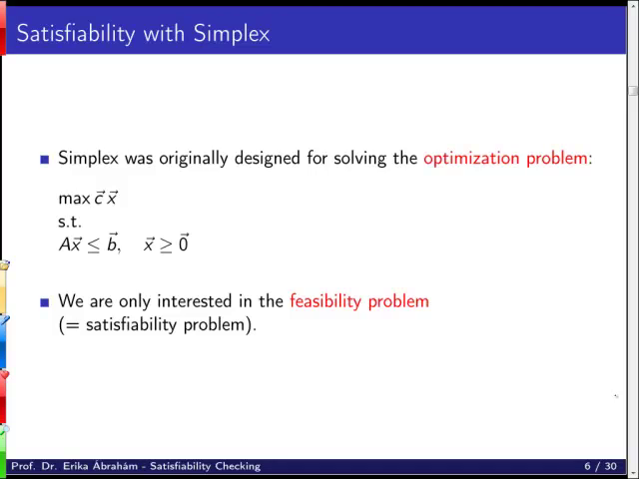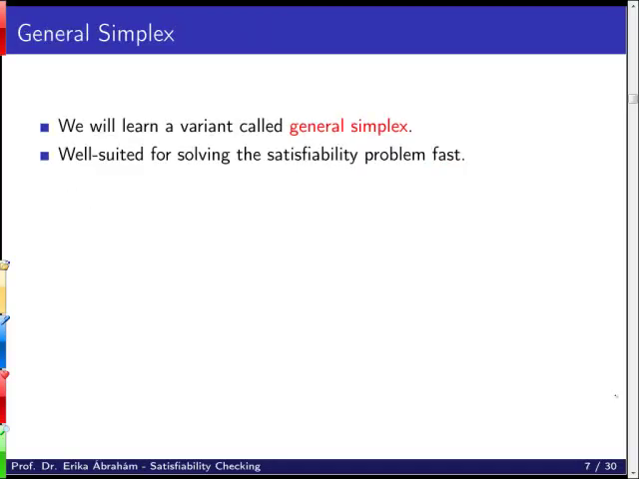In this lecture, we are only interested in satisfiability checking. So we do not need the optimization part. So what we will deal with is the so-called general simplex. For those of you who know the complete simplex procedure, this is basically the first part of the simplex, the phase 1.